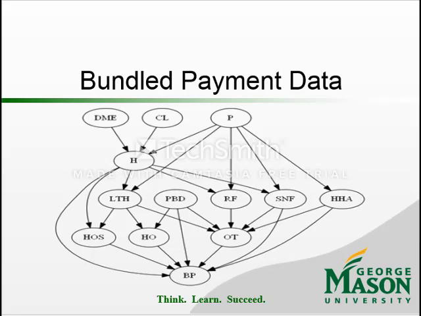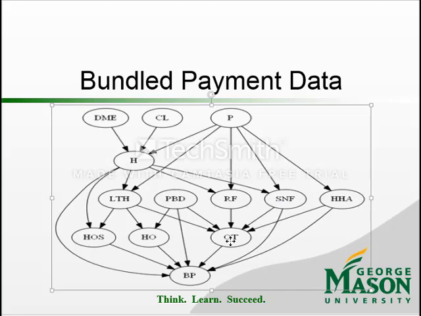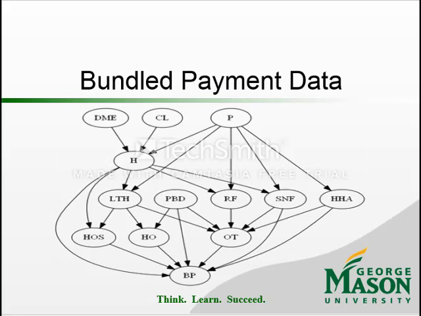I selected the bundle payment data as an example to learn the network structure using R. We know the network, so we will be using it as a baseline to compare with what we get using the bnlearn package. In this data, we know, for example, that hospital leads to hospice, and hospital leads to bundle payment. Skilled nursing facility leads to occupational therapy, and occupational therapy leads to bundle payment. Let's see how accurate they are.